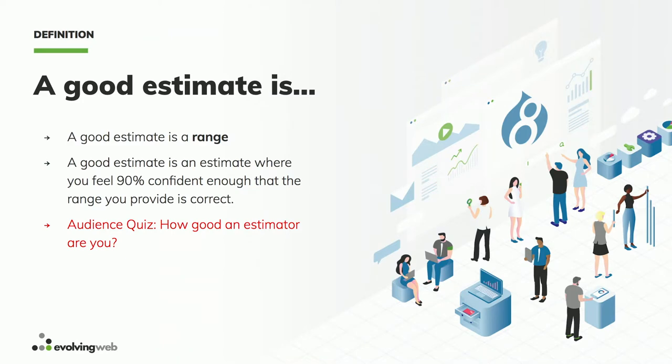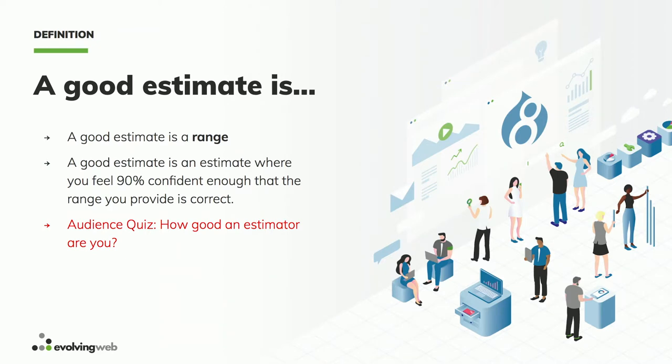So we talked about estimation, and Alex has given us a bunch of different techniques. I think what Franz and I want to focus on is this idea of the range. The range is where you provide a high and a low estimate for a particular project or task, and hopefully you feel 90% confident that it's going to fall within that range.